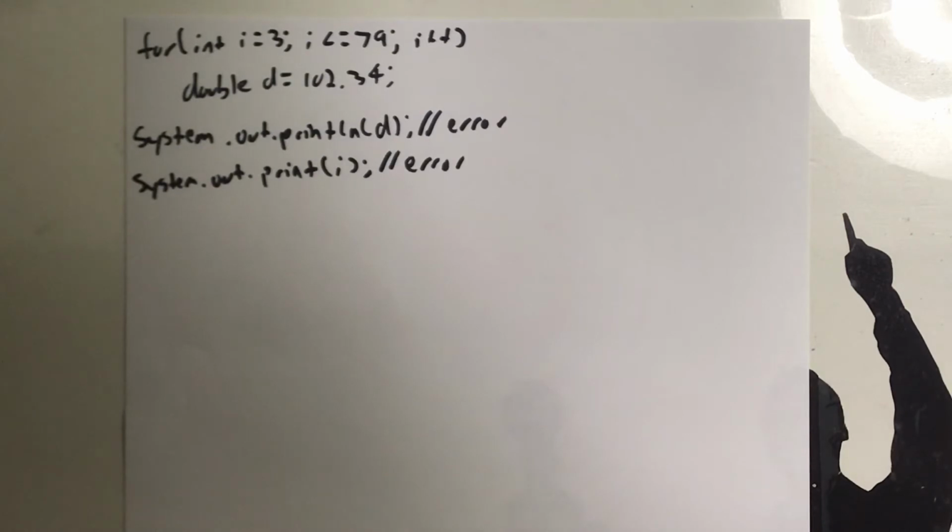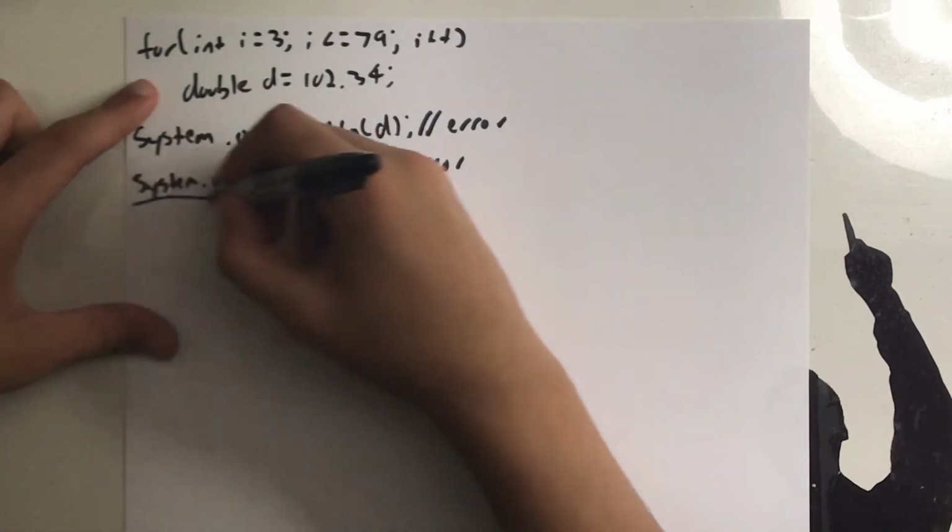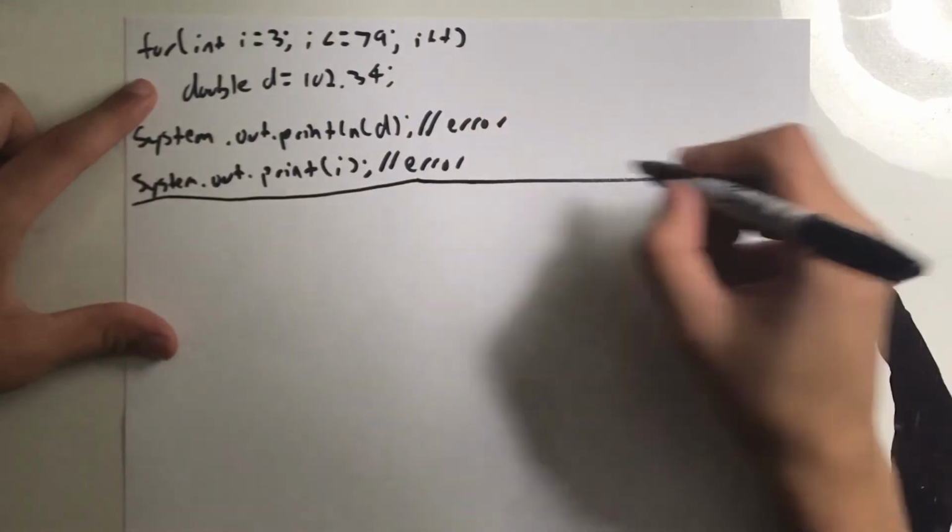Now I'm gonna go over nested loops. Let me just like make a little line.